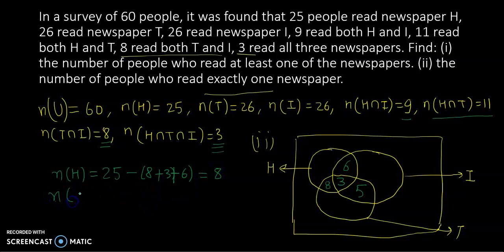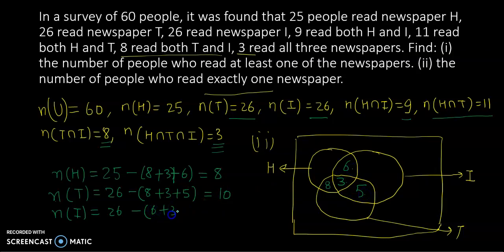In the same way, the number of people reading only T: 26 is given already, which includes all. Minus the things which are common in T: 8, 3, and 5. So it will be 8 plus 3 plus 5, and that gives you a value of 10. Now for the number of people reading only I: the total reading I is 26, inclusive of all. It will be subtracted by the people in I, 6, 3, and 5. So 6 plus 3 plus 5, and that gives you the number 12.